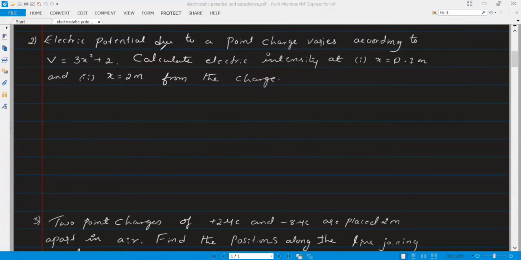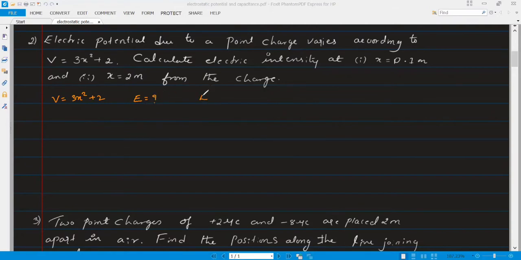Electric potential due to a point charge varies according to the equation V is equal to 3x square plus 2. Given is V is equal to 3x square plus 2. Calculate the electric intensity, that is, we have to calculate E.